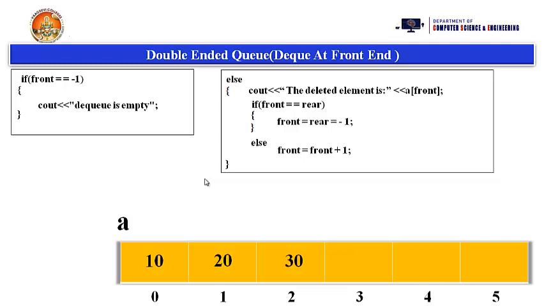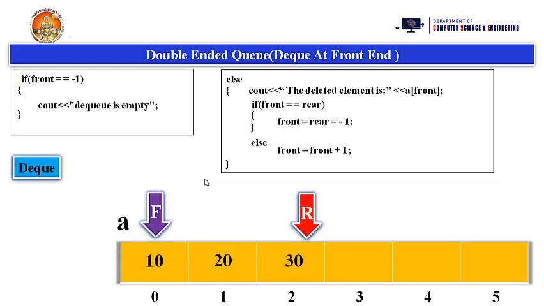Now suppose I want to delete the element using the front end, and the front value is pointing to the 0th location and rear value is pointing to the second index position. Now using the front end I want to dequeue the element. So in this position we need to check the condition. If front equal to minus 1, check the condition. Front is pointing to the 0th location, it is not equal to minus 1. So condition false. Then go to the else part here.